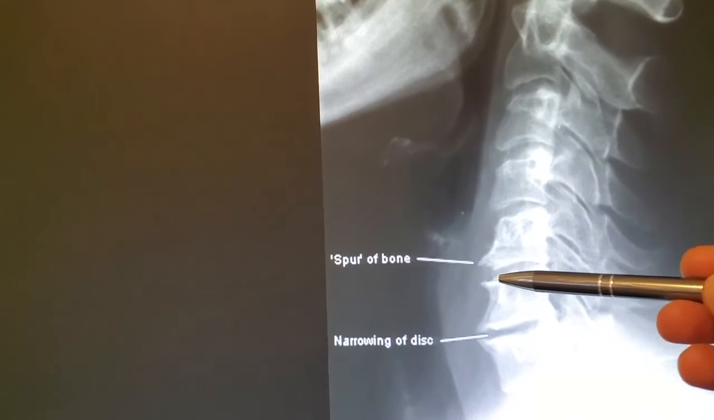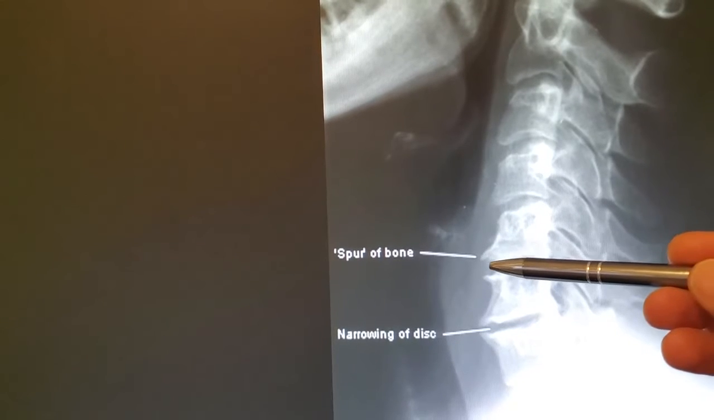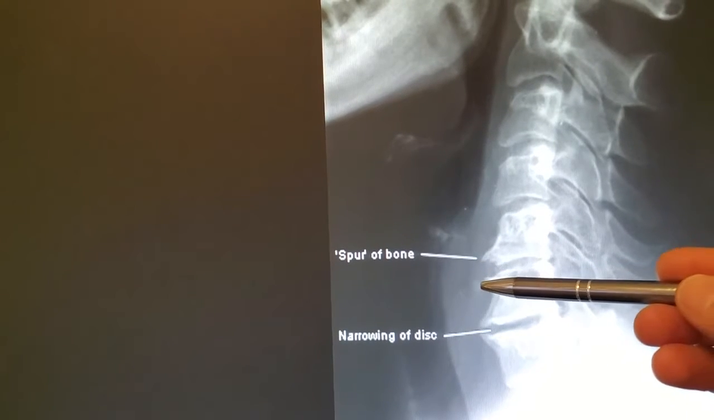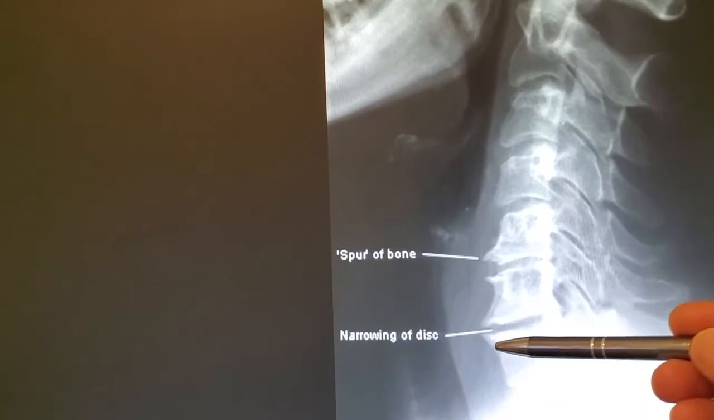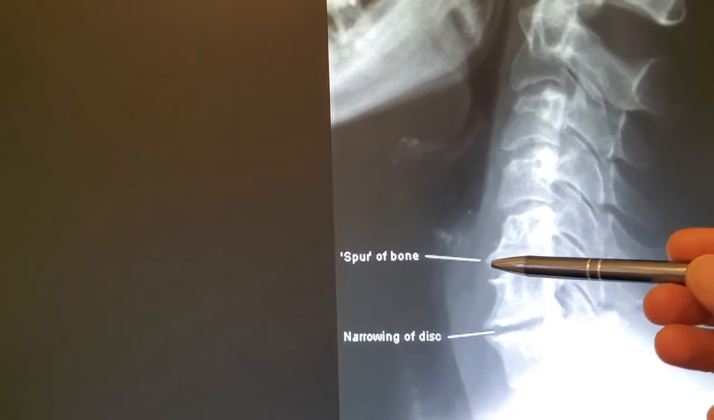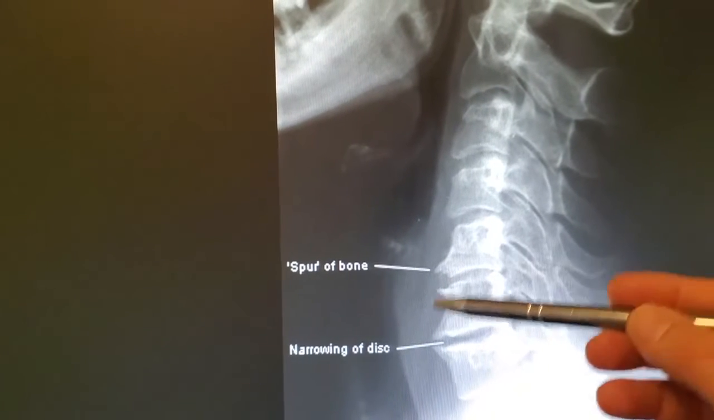That means the disc's worn out. And you can see that it's no longer nice and even on the front. You've got this bone spur there, this sort of claw-looking thing. And what that's trying to do is fuse eventually with the one above or below it. So this is what we call arthritis, otherwise known as spondylosis when we're talking about the spine.